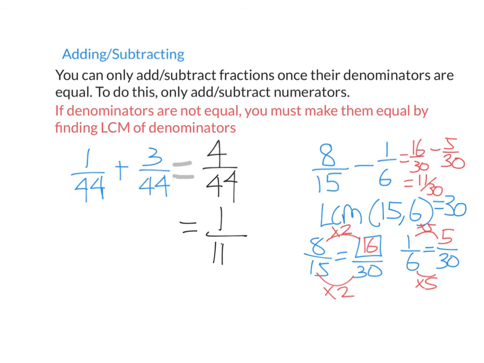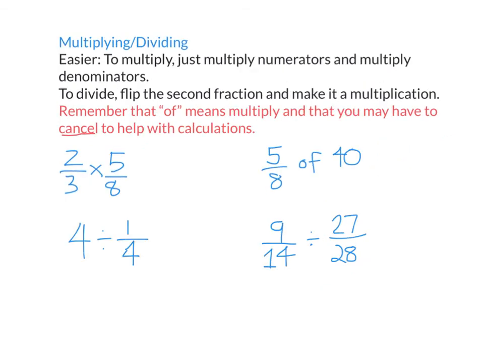Let's move on to multiplying and dividing. So multiplying and dividing fractions is generally easier. Multiplying is really easy. You just multiply the tops and multiply the bottoms. So if I have 2 over 3 times 5 over 8, all I do is multiply the top numbers, the numerators, 2 times 5, and multiply the bottom, 3 times 8.